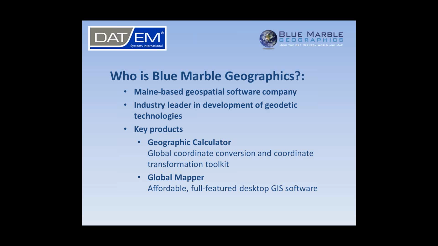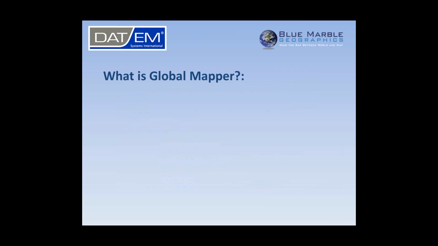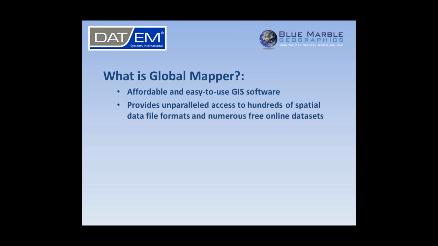Again, we're a very small company. We're situated just south of the state capital of Augusta here in Maine. A little bit about Global Mapper itself. For those of you who have never worked with this software, Global Mapper is affordable. It's a low-cost, easy-to-use GIS software application.